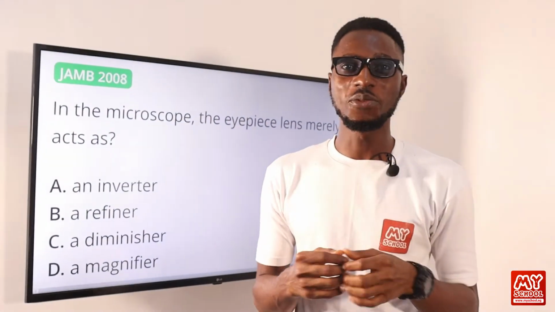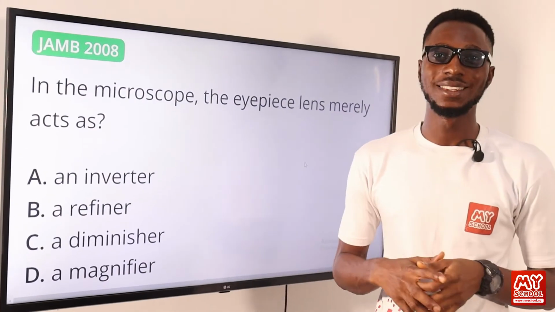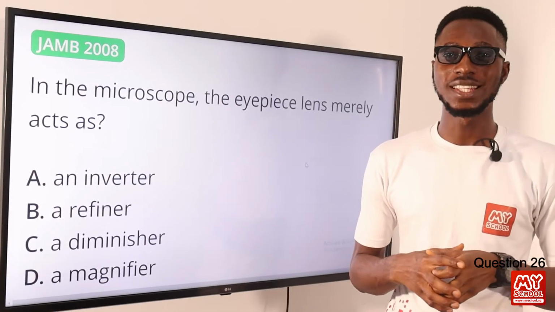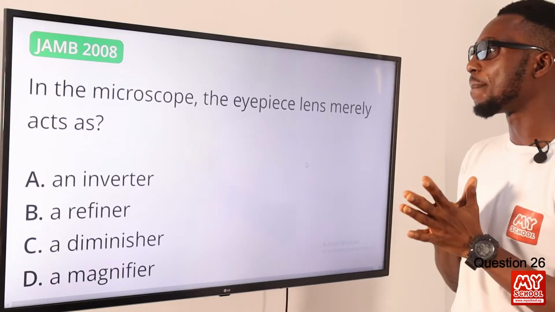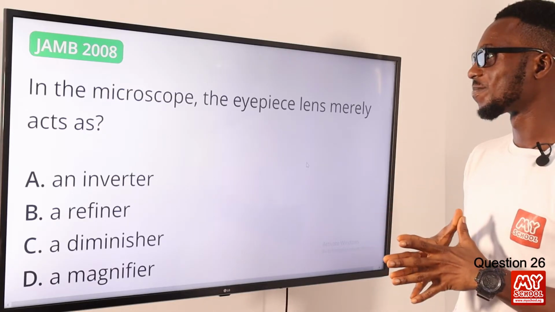Right here, you'll be joining me to solve questions 26 to 49. So let's begin with question 26. In the microscope, the eyepiece lens merely acts as what?